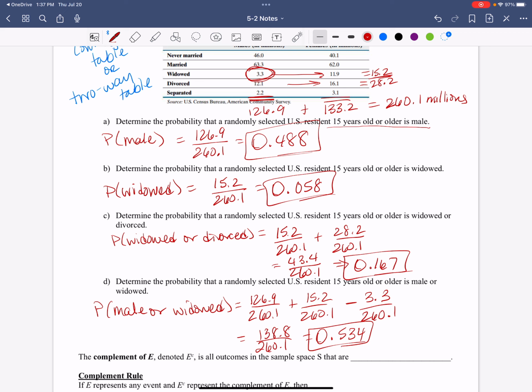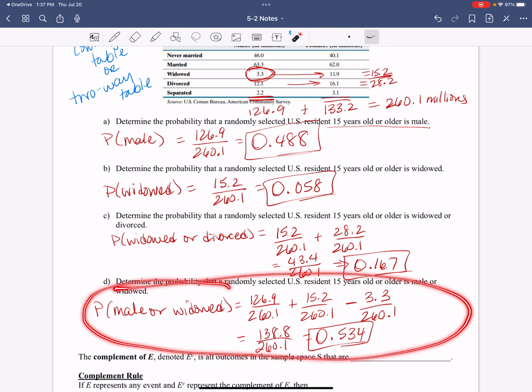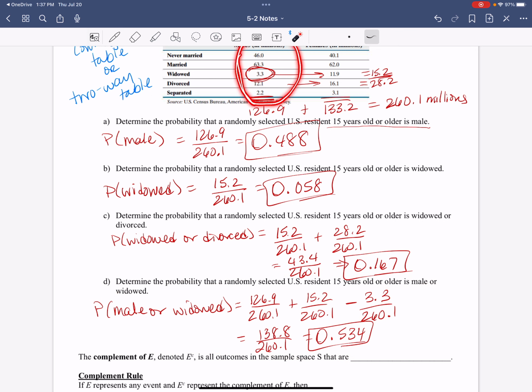I really like this C and D because you can see disjoint, nothing in common. And then D, you can see where we use that general rule because you can't double count what's in common. Between the row and the column together, you have to subtract off what's in common. The only time you use the subtraction is if there's something in common. If there's nothing in common, then you don't have to worry about it. All right? Okay, awesome.